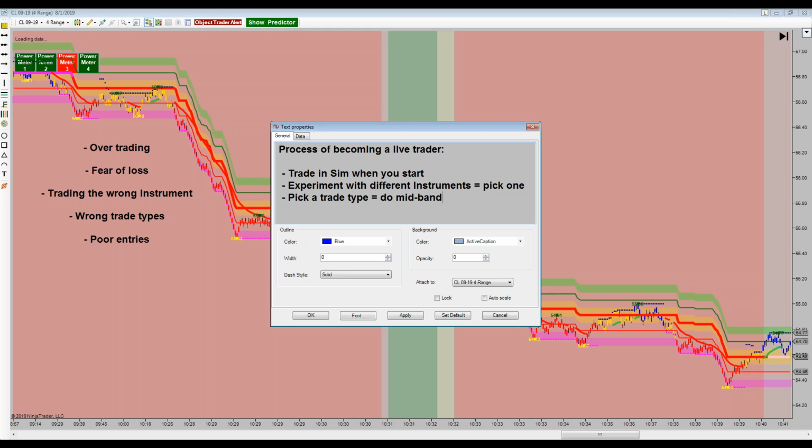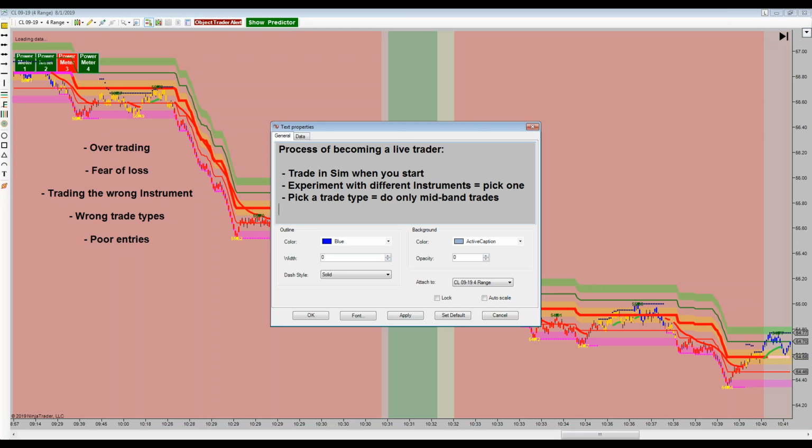So many times I talk to traders, and maybe I'm just not being clear in how I say things. So I'm going to make it just as clear as possible. Do only mid-band trades when you start. Only mid-band trades. Don't learn anything else for now. Just for now. Now, you're still in sim. Bullet point 3, you're still in sim.